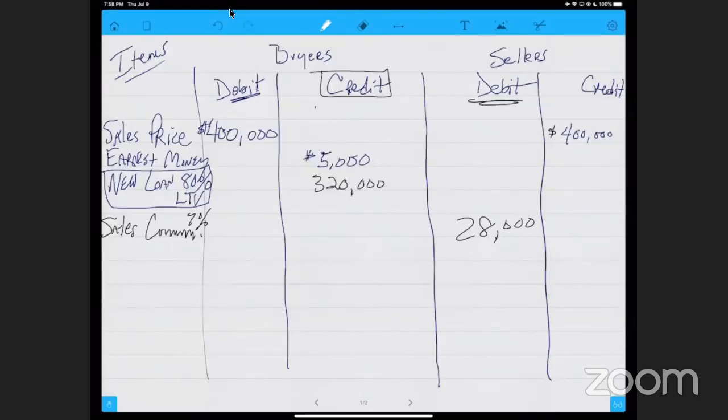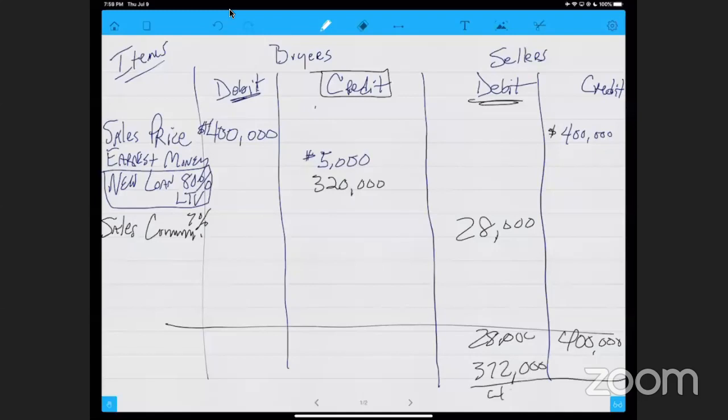Now, we could stop right here without any other closing cost and say, okay, so how much, let's just tally up everything. $28,000 is the only charge, right? The seller has $400,000 is their only credit. So 400,000 minus 28,000 is 372,000. And that gives us 400,000. See how we did that?